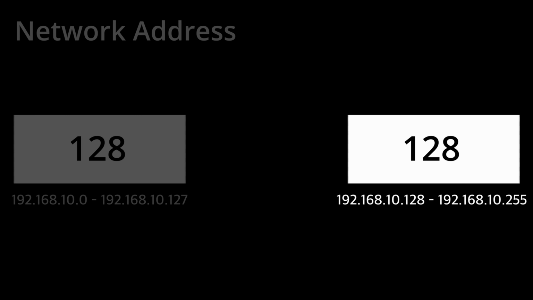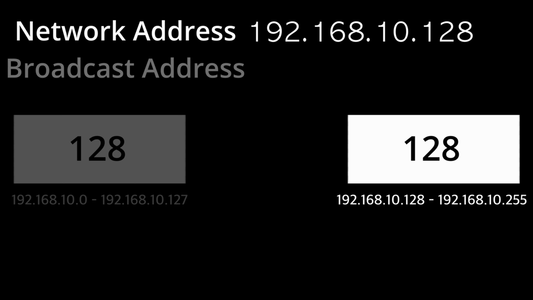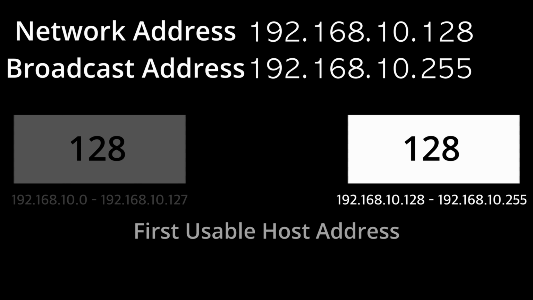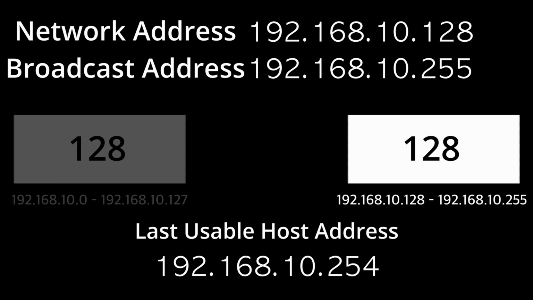Then in the next block, the network address is going to be 192.168.10.128. The broadcast address will be 192.168.10.255, and then our first and last usable addresses will be 192.168.10.129 and 192.168.10.254 respectively. So a nice and easy start, but 126 usable addresses is still too many for us.